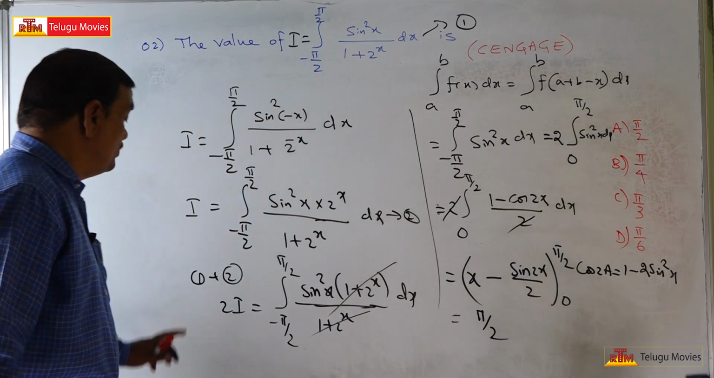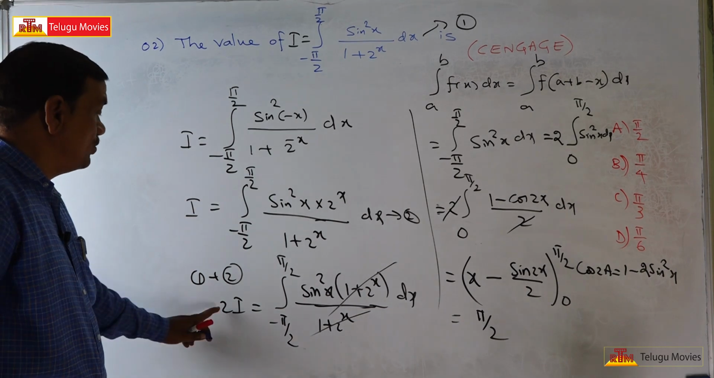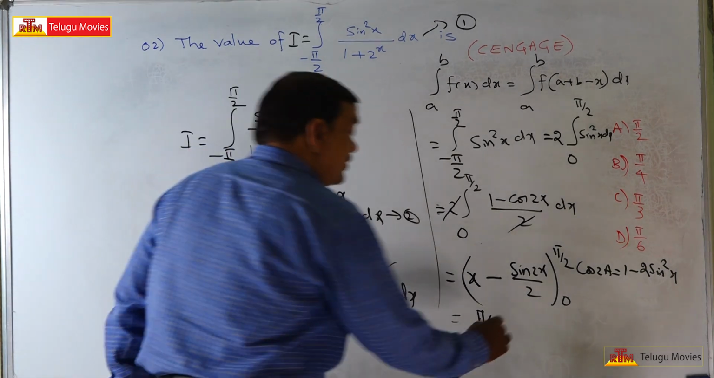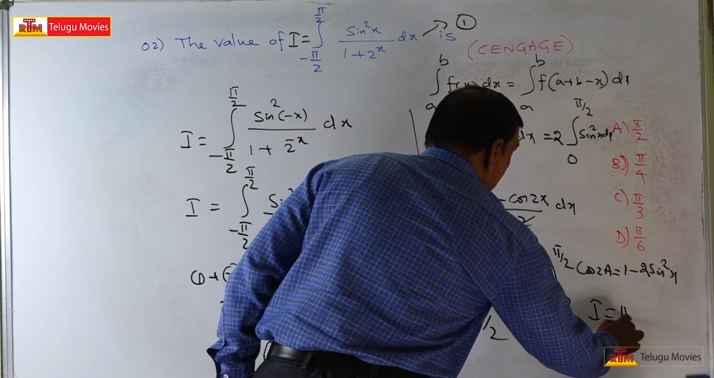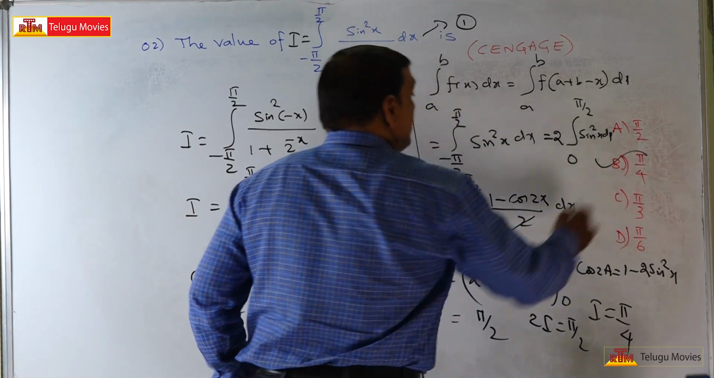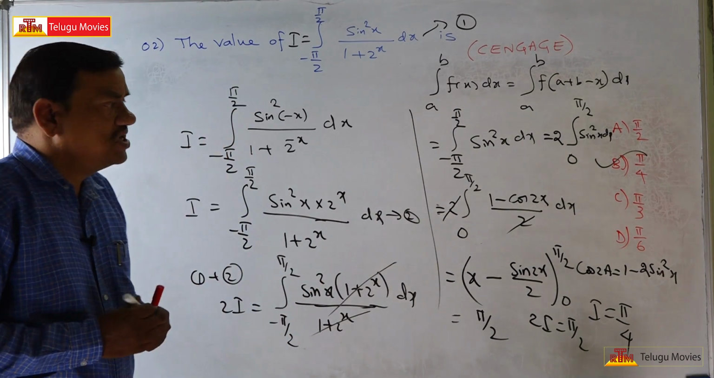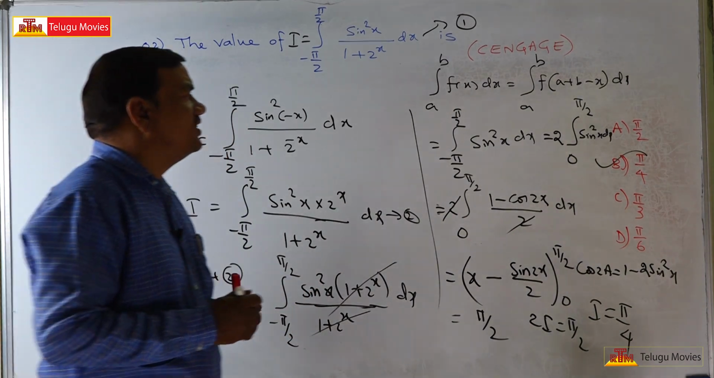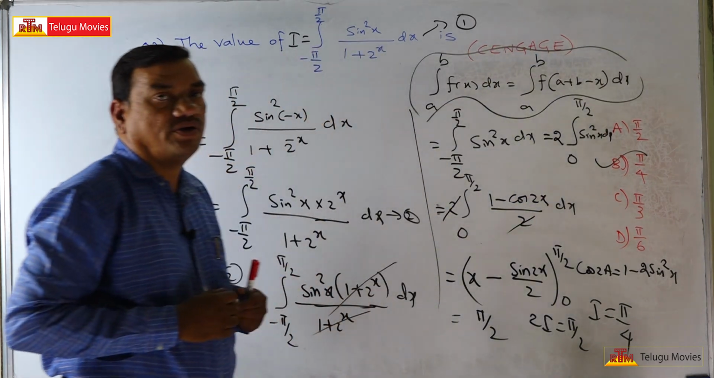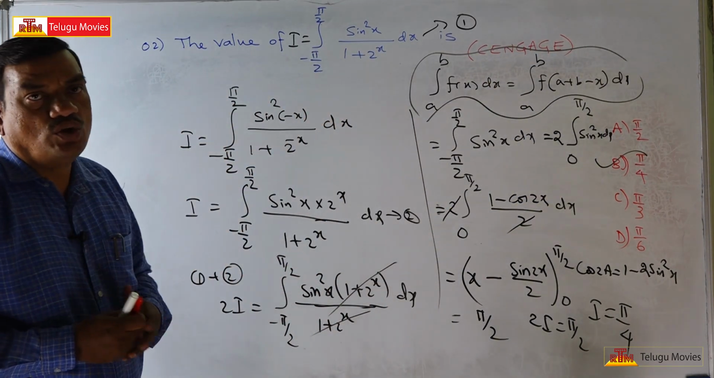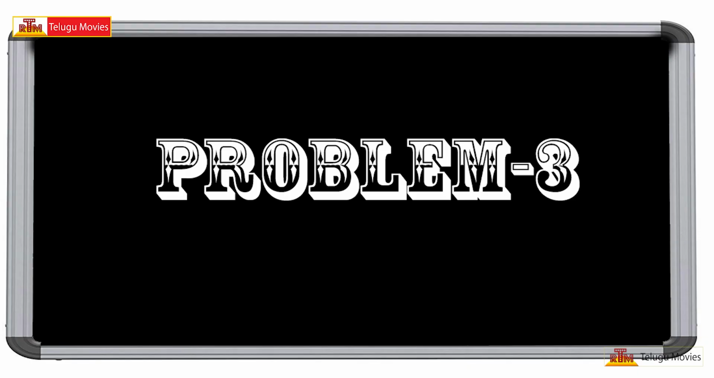Now observe here, pi by 2 is not your answer. So this is 2I is equal to pi by 2. Therefore, I is equal to pi by 4. Pi by 4 is your right answer. So, very easy problem. The only thing is applying that property. I hope that you understand this solution. So let us go for the next problem.